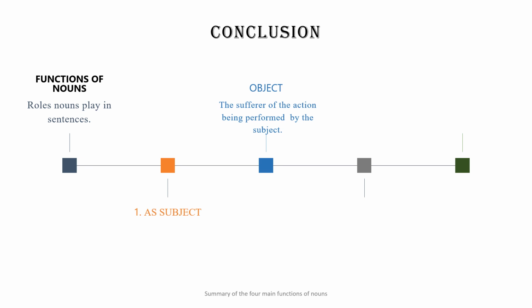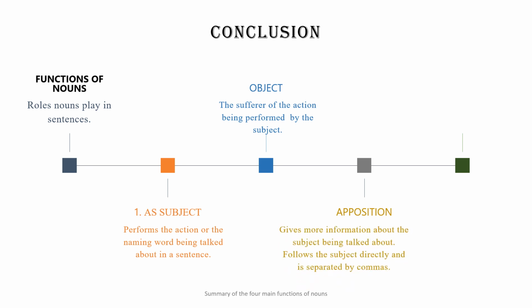Secondly, when a noun is functioning as an object, it is the sufferer of the action being performed by the subject. Thirdly, when a noun is functioning in apposition, it simply means it gives more information about the subject being talked about. It follows the subject directly and is separated by commas, that is, one introduces it and one ends it. And it means it can be eliminated from the sentence and the sentence will still make sense on its own.